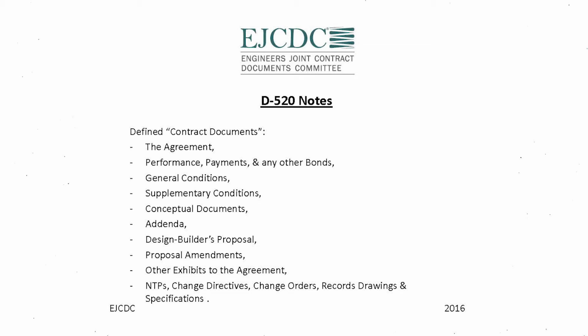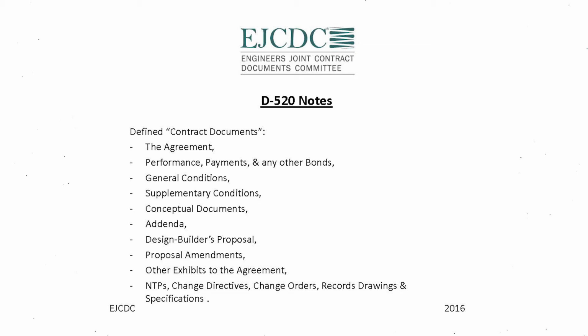You've got payment bonds, performance bonds, other bonds, the general conditions of the contract, any supplementary conditions you might have, conceptual documents, which would be the designs that were provided potentially by the owner as part of the RFP stage, any addenda, the design builder's proposal amendments, other exhibits to the agreements, and then some other documents that might come along subsequently, like the NTP, the change order, the change directives.